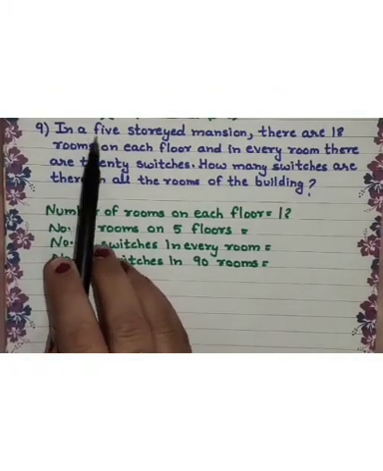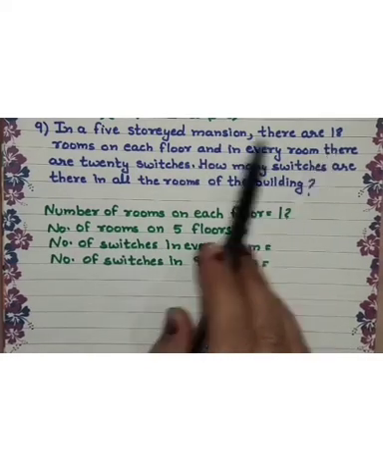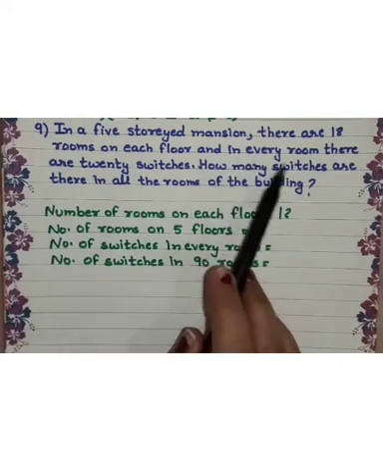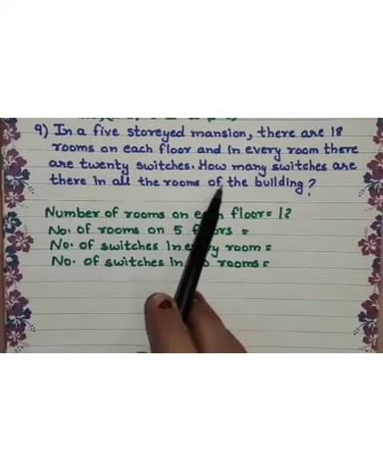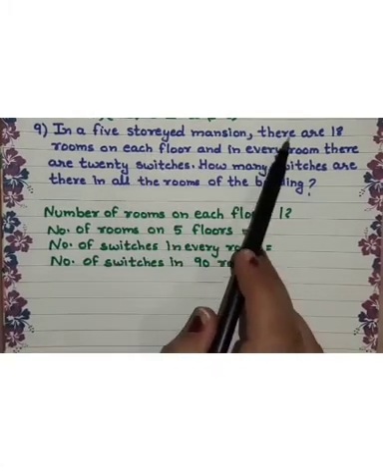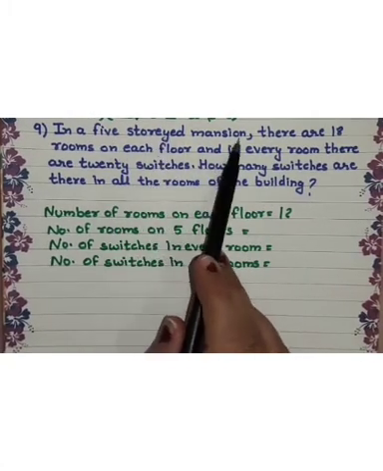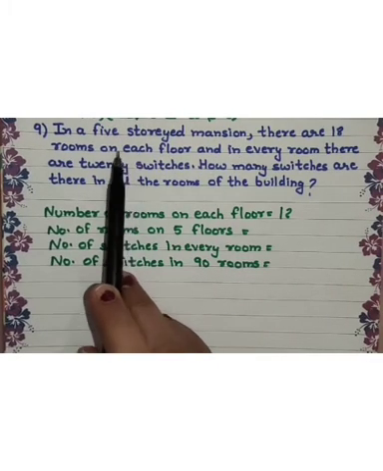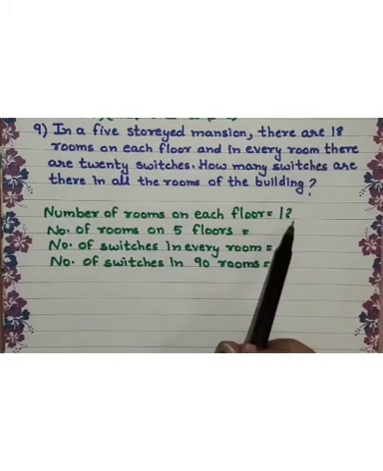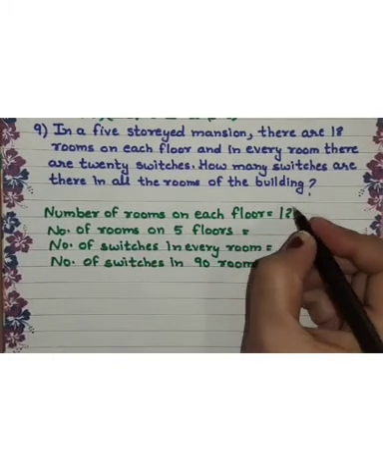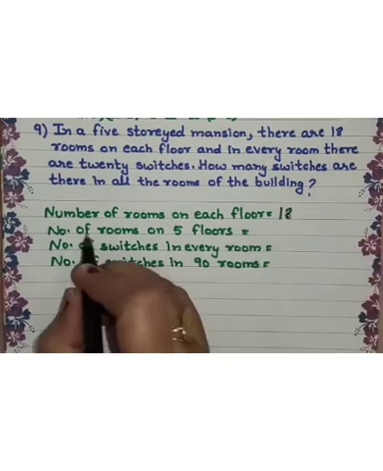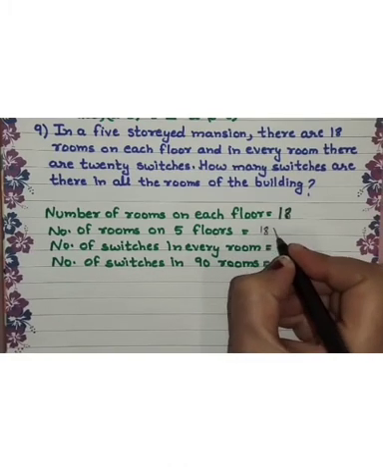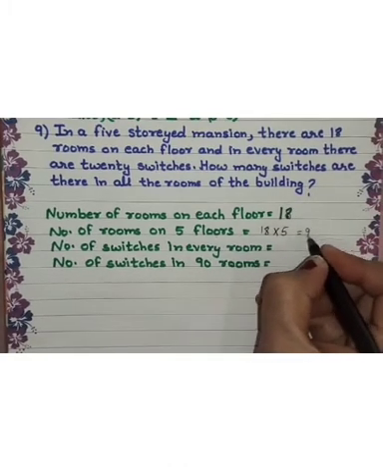Question number 9. In a 5-storied mansion, there are 18 rooms on each floor and in every room there are 20 switches. How many switches are there in all the rooms of the building? In this question, we have given 5-storied mansion, means there are 5 floors and on one floor there are 18 rooms. Therefore, number of rooms on each floor is given 18. And number of rooms on 5 floors will be 18 multiply 5. 18 multiply 5 is 90.